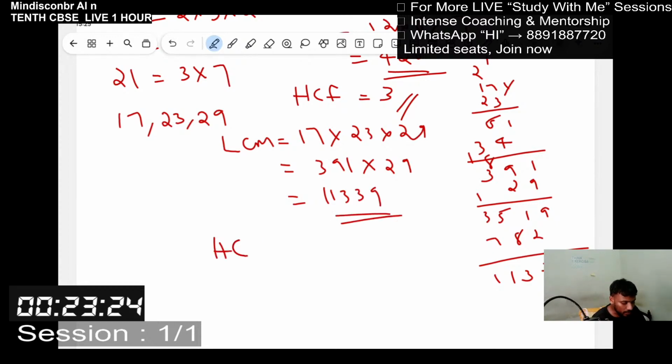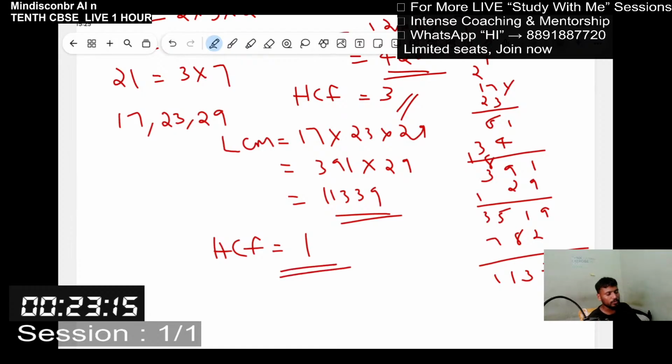And HCF, the highest common factor of all coprime numbers will be 1. Here the HCF is 1 because the numbers don't have any other common prime factors. So we can say that HCF is 1.